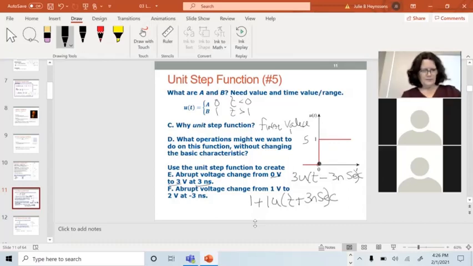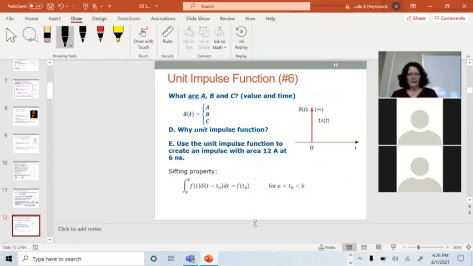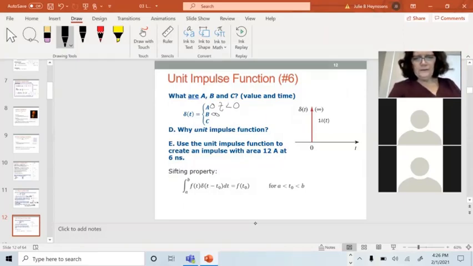Now, the impulse function is 0 if t is less than 0. It's infinity, should put commas in there, if t equals 0. And it is 0 if t is greater than 0. I just really don't want to have to build that circuit. We can't do that. We call it a unit impulse because it has a magnitude of 1 infinity.